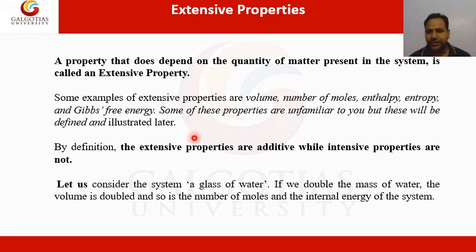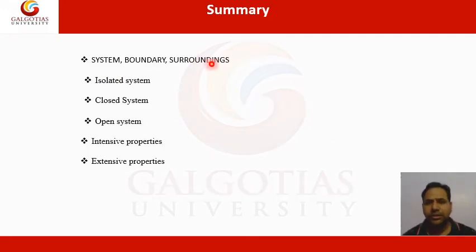So the basic difference is that extensive properties depend on the quantity of the matter, and intensive properties do not depend on the quantity of the matter. The summary of this presentation is: system, boundary and surrounding, isolated system, closed system, open system, intensive properties and extensive properties.